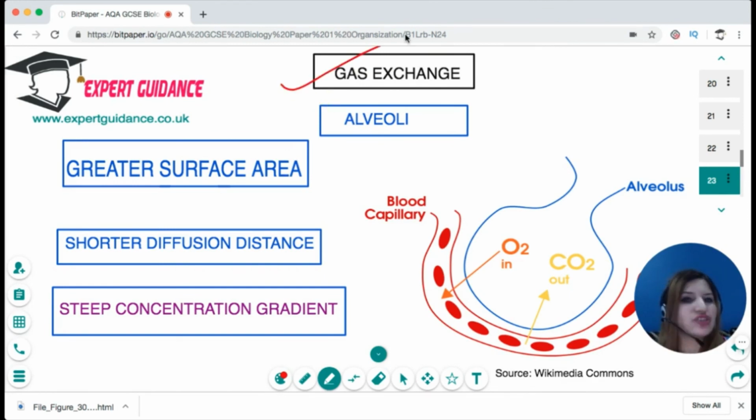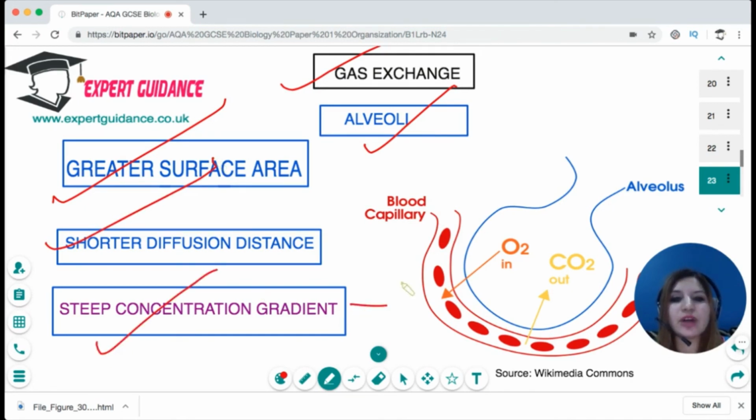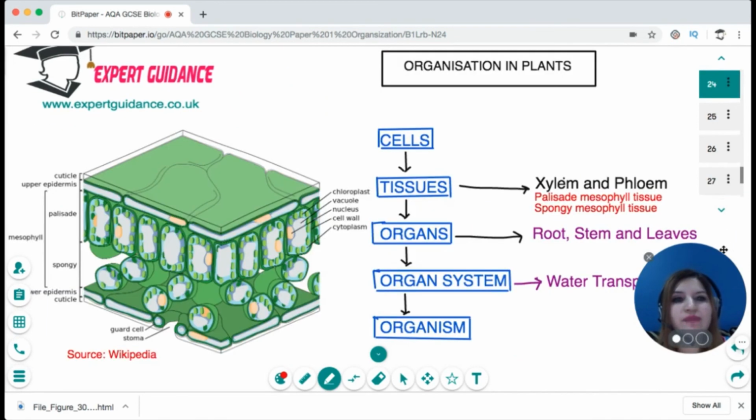For gas exchange, if you remember, we talked in cell biology, the alveoli have a greater surface area by having a special shape and being millions of them. They have a shorter diffusion distance by being one cell thick, and they maintain a steep concentration gradient by having a rich blood supply. By all these factors, the alveoli have adapted themselves for efficient gas exchange.